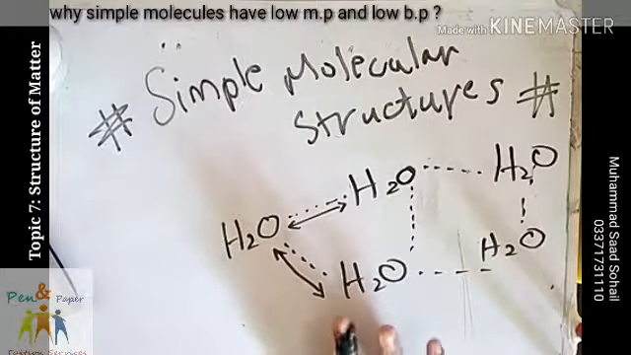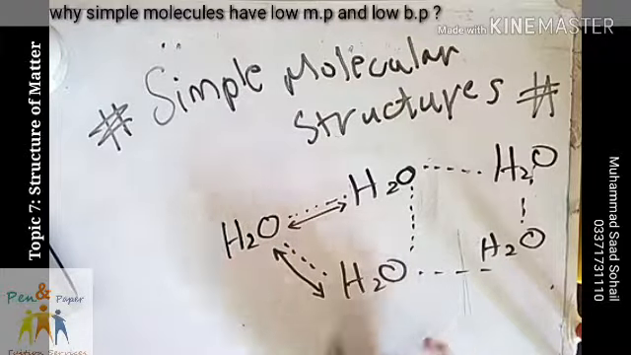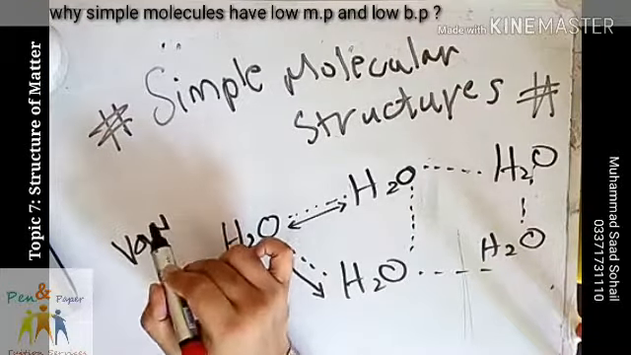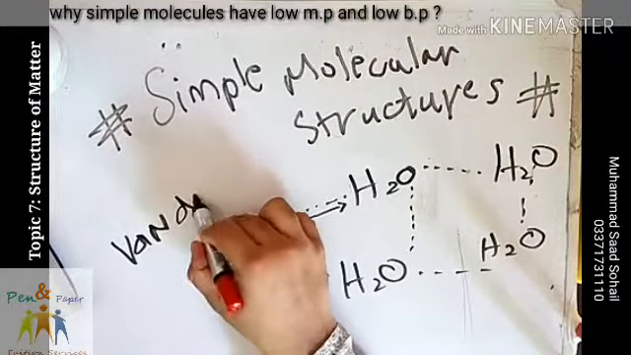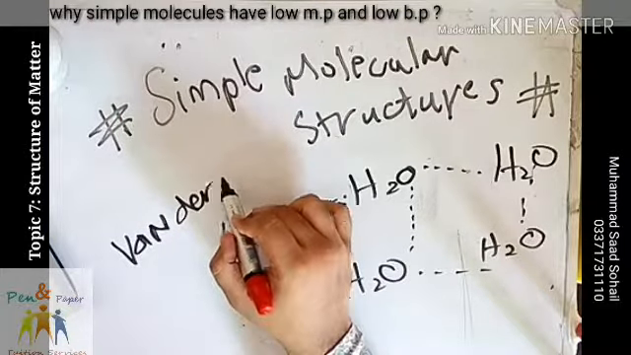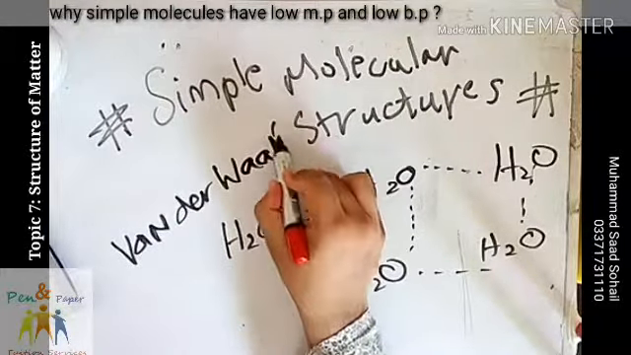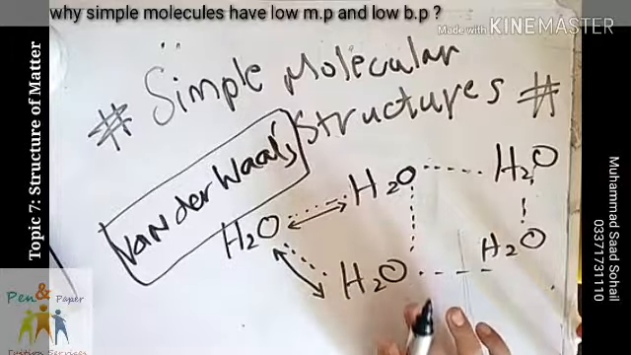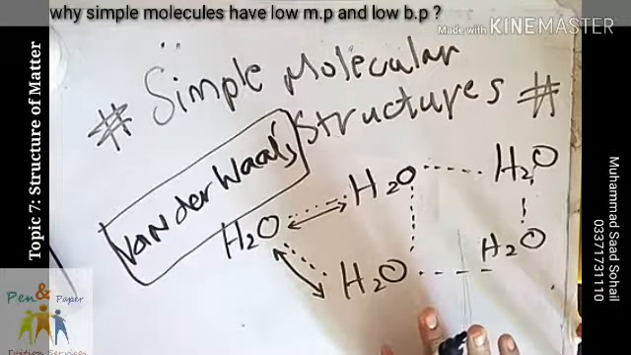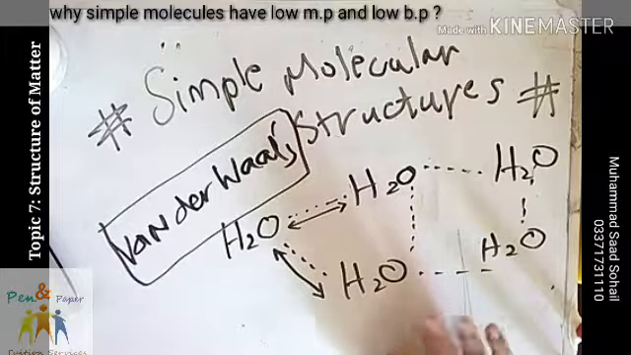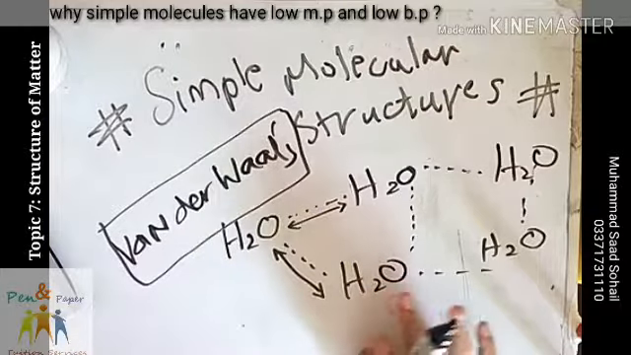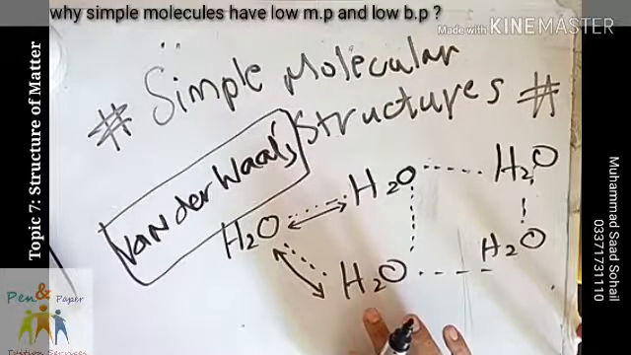Now due to this weak intermolecular force of attraction, which is called the van der Waals force of attraction, van der Waals, so there is a very weak van der Waals force of attraction. What happens is, due to these weak forces, these molecules have very low melting points and low boiling points, because a very small amount of energy is required to overcome the weak intermolecular force of attraction.